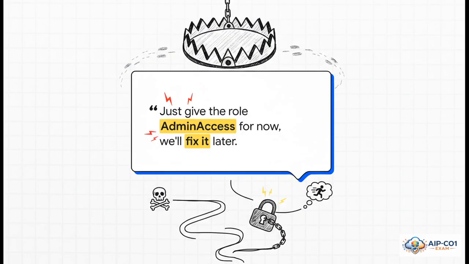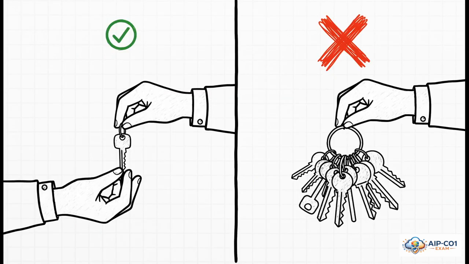And that brings us to the classic trap. We've all been there. You're trying to build a prototype, you're moving fast, and that little voice in your head, or maybe a teammate, says, hey, just give it admin access for now, we'll fix it later. This is probably one of the most dangerous shortcuts in all of cloud development. Yeah, that is just the wrong move.